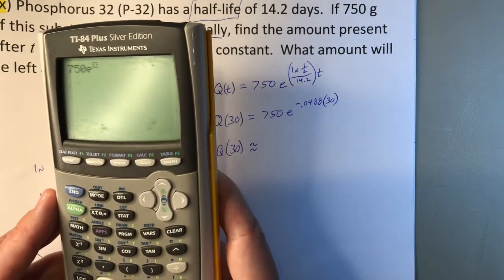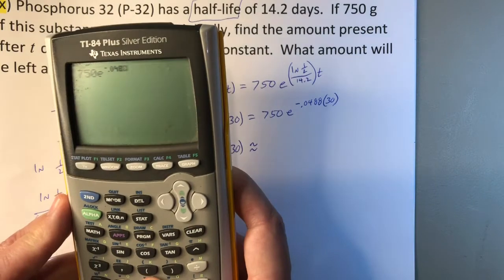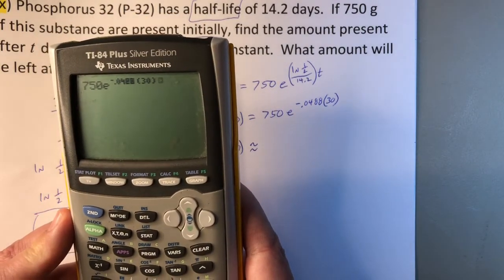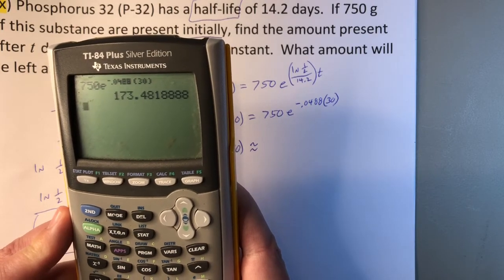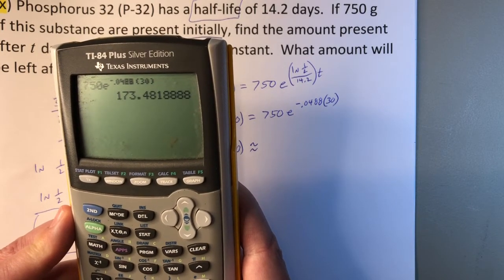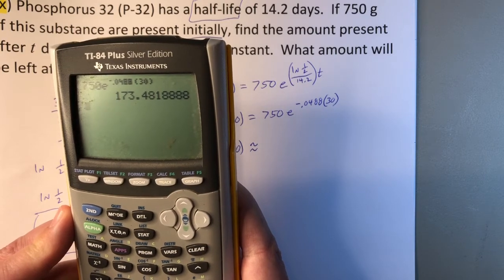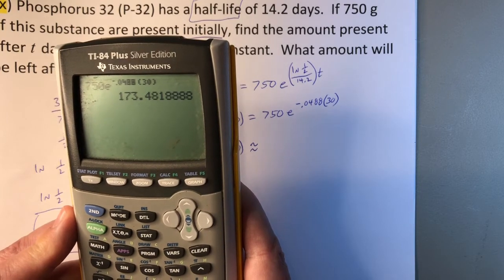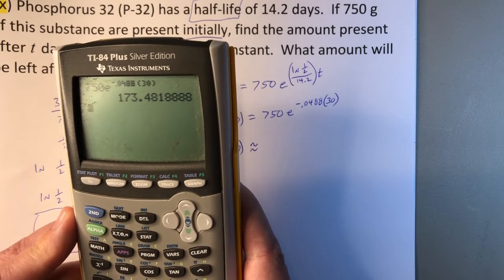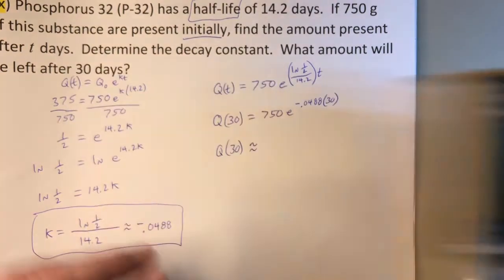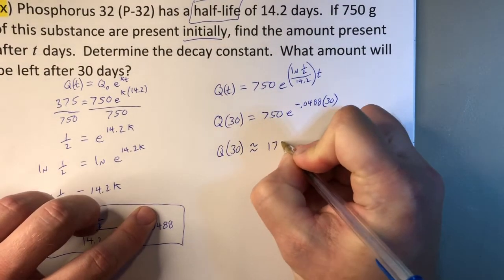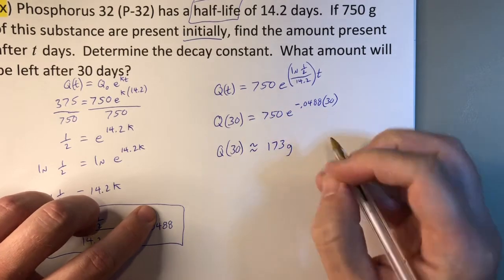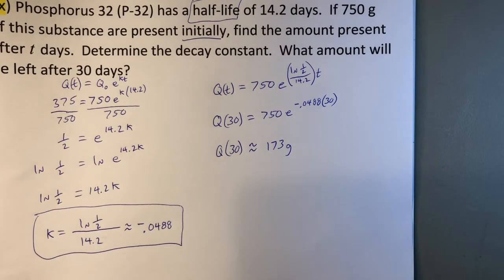And then we do what? Negative 0.0488 times 30, all in the exponent position. And then hit enter. So to the nearest gram, it'd be 173 grams would be remaining after 30 days of this particular substance. Just round to whatever WebAssign wants you to round to.